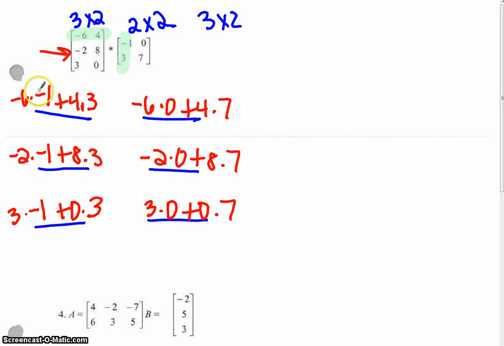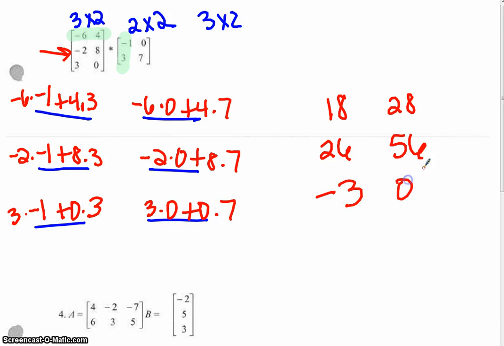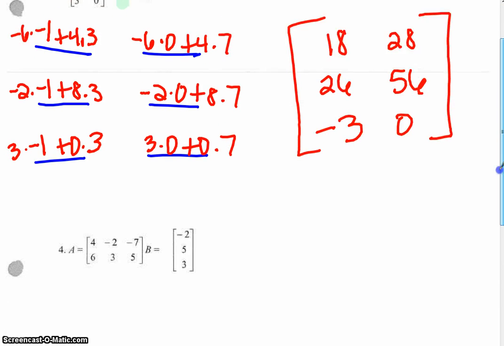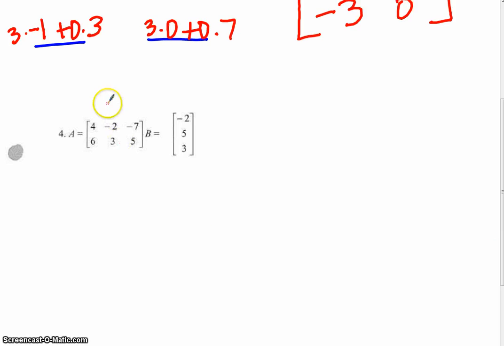So that's going to be 6 plus 12, 18. 0 plus 28, 28. 2 plus 24, 26. 0 plus 56, 56. Negative 3 plus 0, negative 3, 0 plus 0, 0. I encourage you to use your calculator to check your work if you're doing it in your head. So that's your answer.